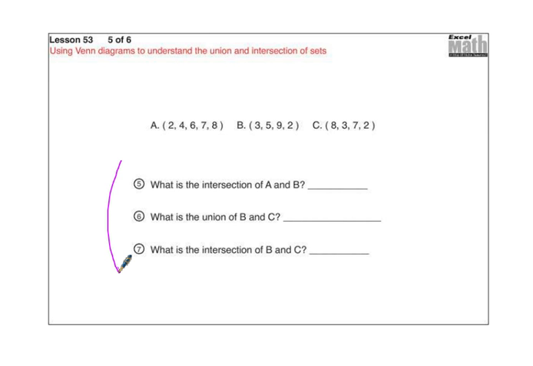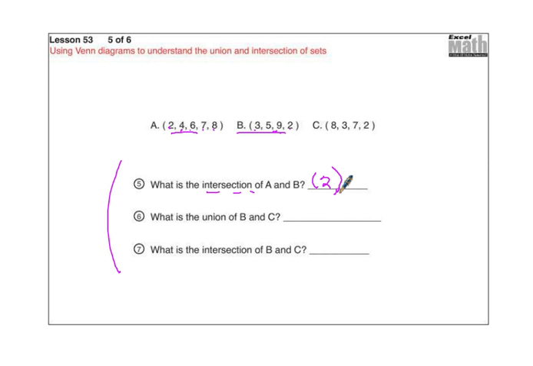Okay, the intersection of A and B. Excuse me, remember intersection means has to be in both sets. Is there a 2 over here? Yes, there is, down at the end. So we're going to put a 2. How about a 4? No, there's no 4. Is there a 6 over there? No. 7? No. 8? No. And so the only number that's in both sets is the number 2.